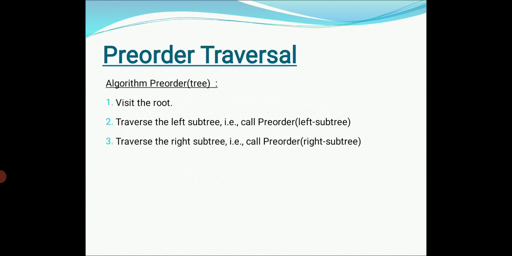The second is pre-order traversal. Here also there is an algorithm. First we write the root node, then the left subtree, then the right subtree. So the first step is visiting the root node, then traverse the left subtree, that means call pre-order on the left subtree. Then the third step is to traverse the right subtree, that means call pre-order on the right subtree.